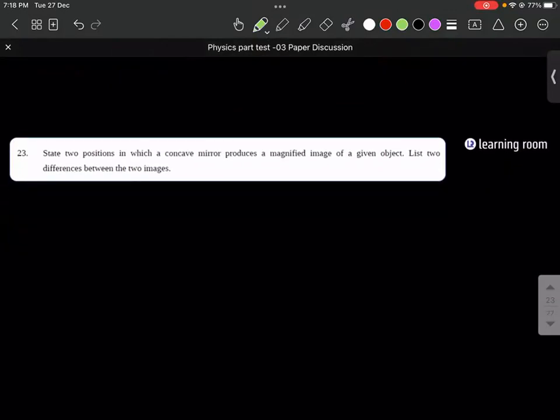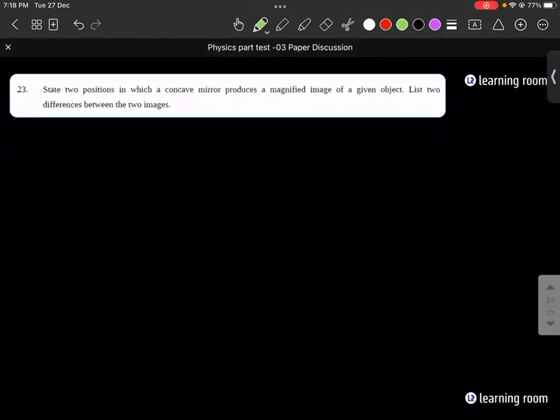State two positions in which a concave mirror produces a magnified image of the given object. Tell me that. One is when the object is placed between the pole and focus, which gives a virtual image. What is the other case? Between focus and center of curvature. One is here, one is here.